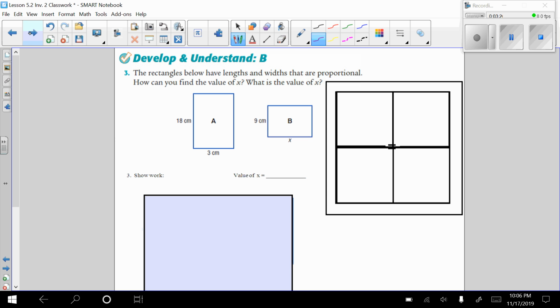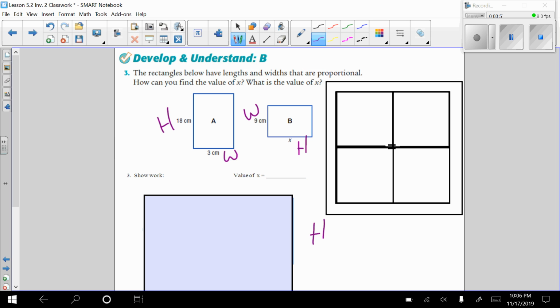Now, this one's not in your book, but let's take a look at if we had 2 rectangles. We have a width and a length of each. I'm going to label them so that I can determine what is what. So 3 centimeters here for A is the width, and 18 centimeters is the height. If I look at B, 9 centimeters is the width, and X is the height, because I would need to turn B to make sure that they were in the same direction.